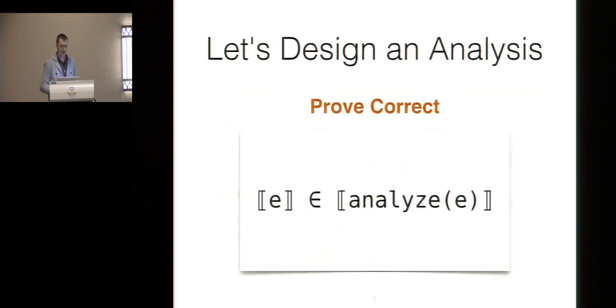Maybe after you're done running your analysis and tuning it, now it's time to prove it correct for some people, not everyone. And this usually looks like setting up a proof where the behavior of the program is contained in the over-approximation that your analyzer produced.